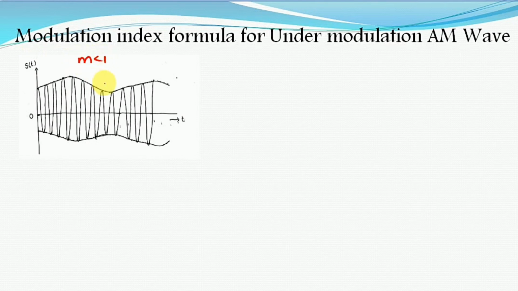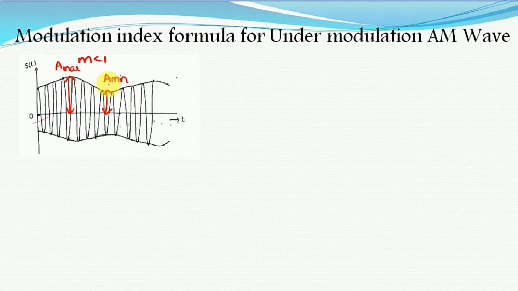Okay, so we are calling this waveform an under modulated AM wave. Here, if you observe, this is the envelope of a message signal. This envelope has a maximum amplitude, let us assume A max, and a minimum amplitude, that is A min. Now the next question is, what are the values of A max and A min?